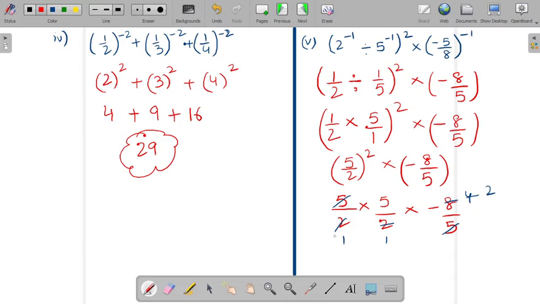In fifth part, the final answer is 5 multiplied by minus 2. So it will be minus 10 as the answer.